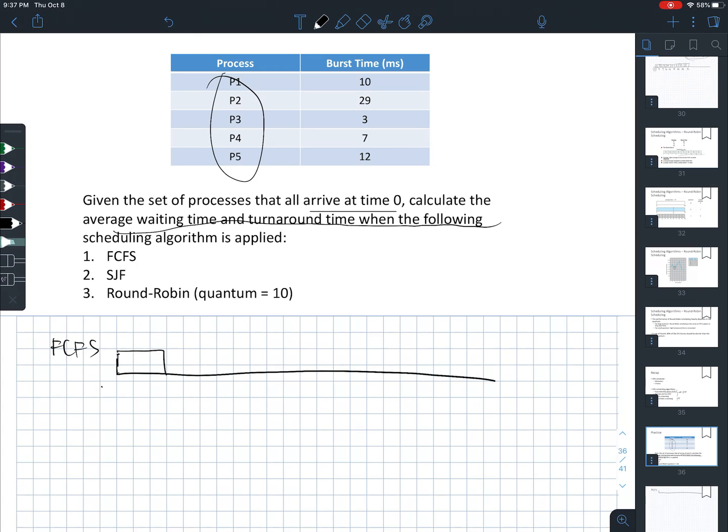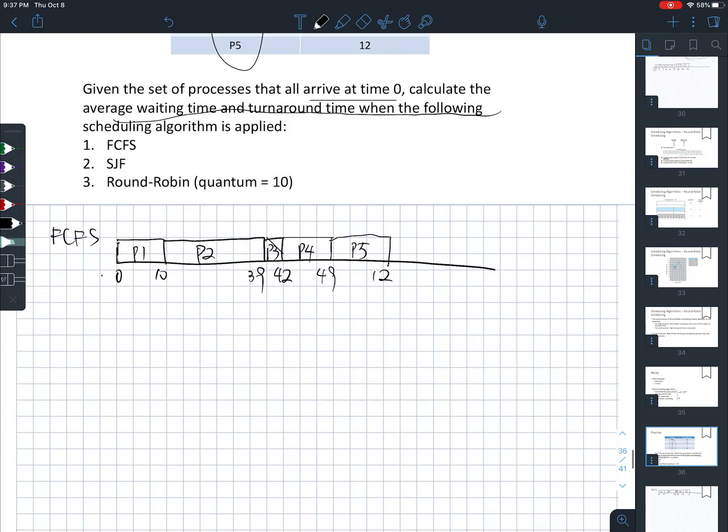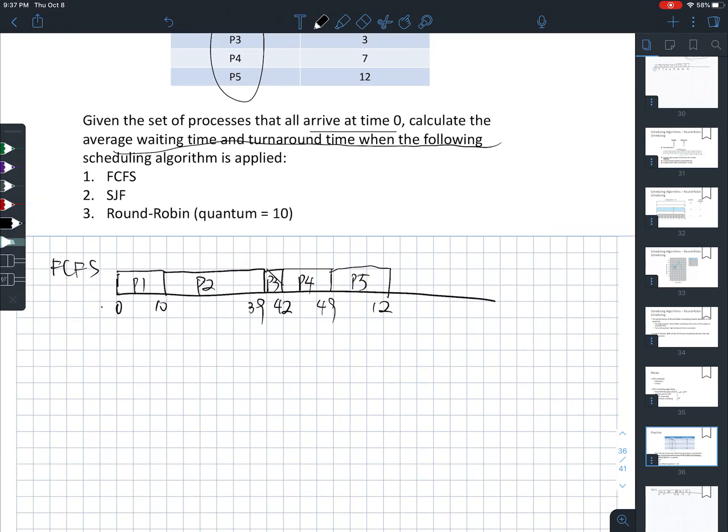Okay, so we are going to allocate the CPU to P1 first for 10 milliseconds. So from 0 to 10, and then we're going to allocate the CPU to P2 for 29 milliseconds, which ends up at time 39. Okay, and then we're going to allocate it to P3 for 3 milliseconds. So we finish at time 42, and then we're going to allocate the CPU to P4 for 7 milliseconds, 49, and then finally it is P5 for 12 milliseconds.